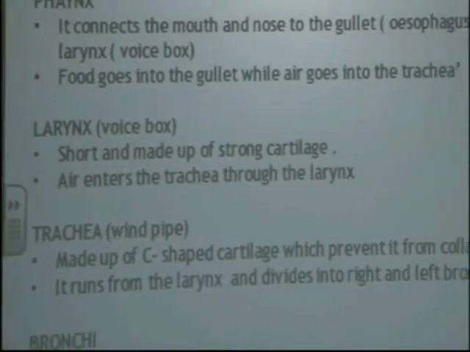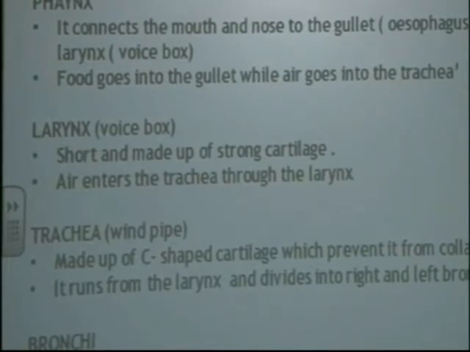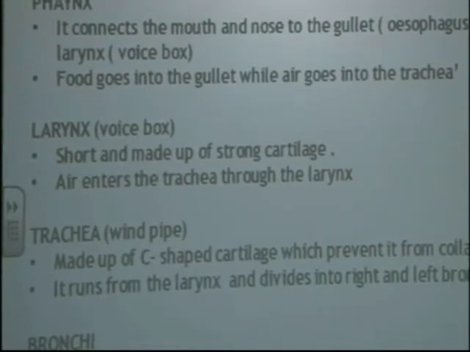Now, the next structure is the voice box itself, which is the larynx. Larynx is short and is made up of a strong cartilage, very, very short. Air enters the trachea through the larynx. Now from the larynx, it goes into the windpipe. Windpipe is also called the trachea.